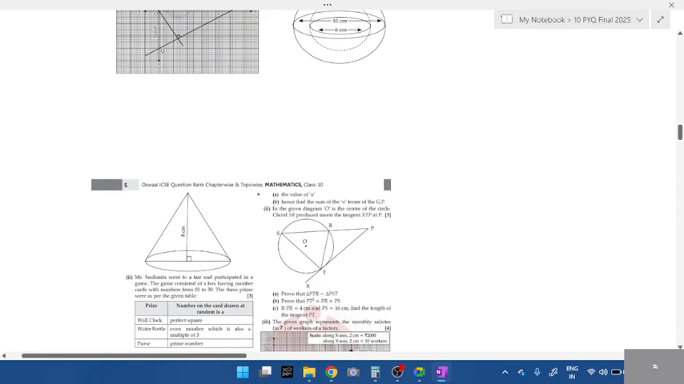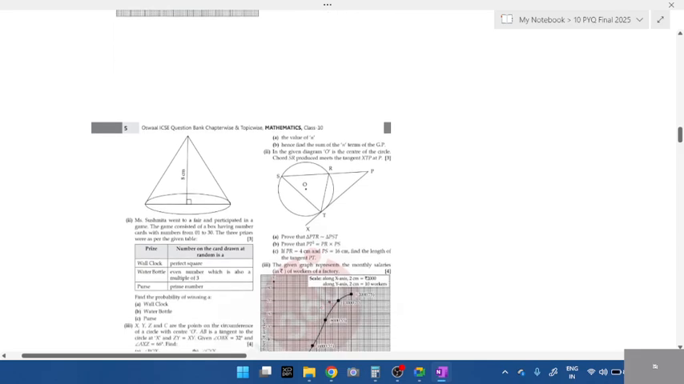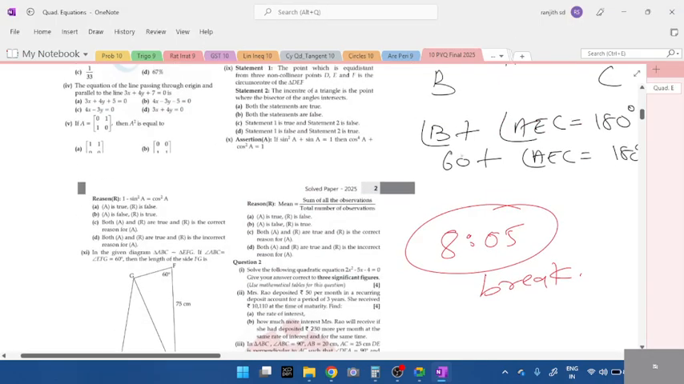Can you see this question? Okay, this is a perpendicular question. Perpendicular one. Let me explain. Right, let me see 2026. Give me a minute.